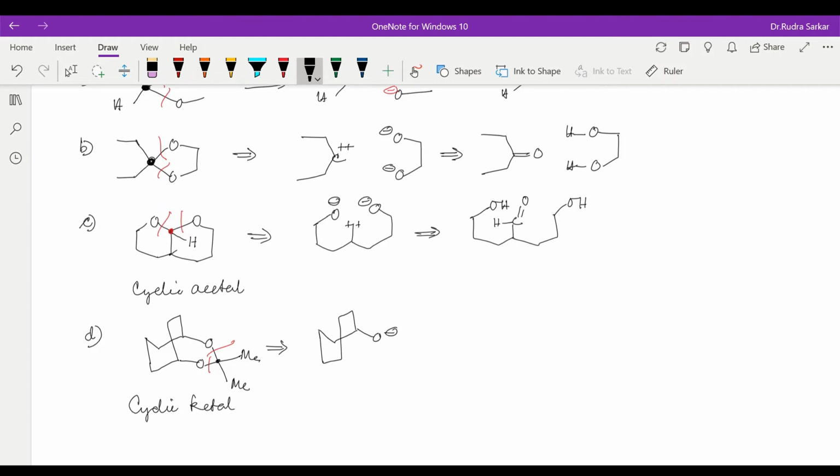This becomes your O minus, that becomes your O minus, this is your Me plus plus, that becomes your OH, double bond O, Me. So see, this is how you can deal with this kind of problems and easily solve them without going for the mechanisms.